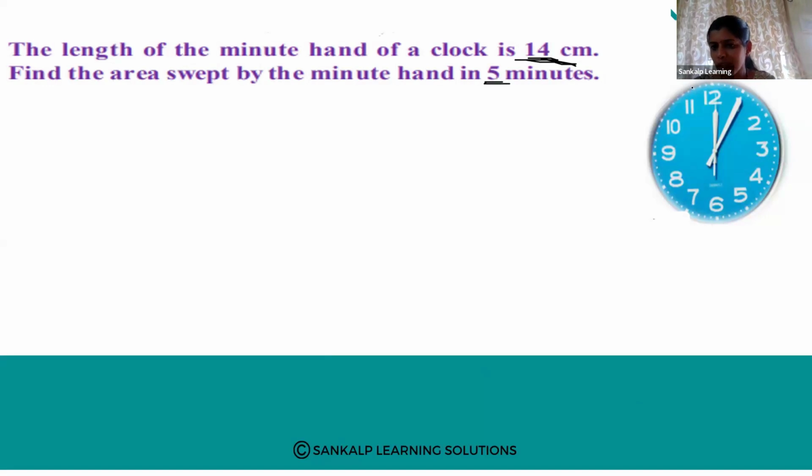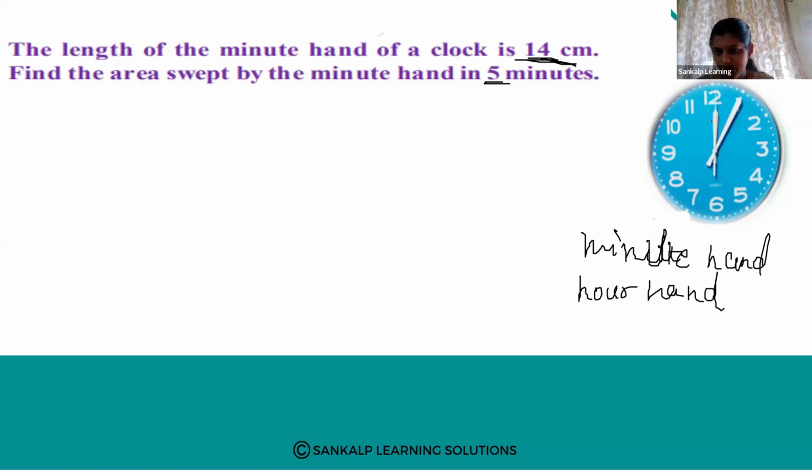Okay. So in this clock, two hands are there. One is the minute hand and another one is the hour hand, right? So minute hand and hour hand. So this is a circle. Yes, the clock is in the shape of a circle and this is the midpoint. If you consider this is the midpoint, these two hands look like a radius.